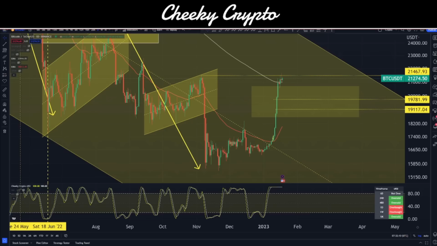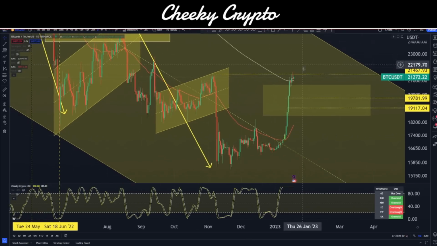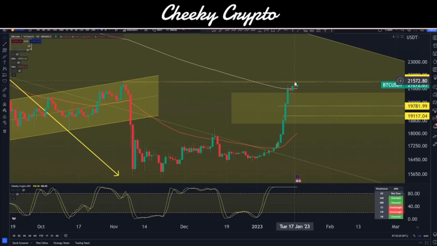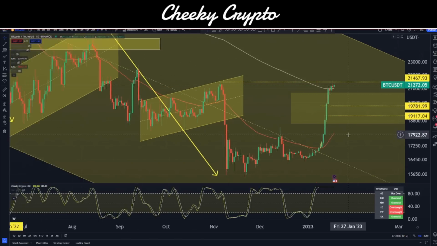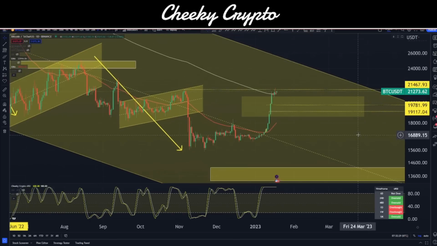So Bitcoin paired up with USDT on the daily chart and Binance is the data source here. Now we're just going to start off by taking a look at this wick that occurred yesterday. Okay, you can kind of see it just pierced above our yellow dash line here at 21,467.93. So that actually does change some of the structures. So let's go and talk about that.